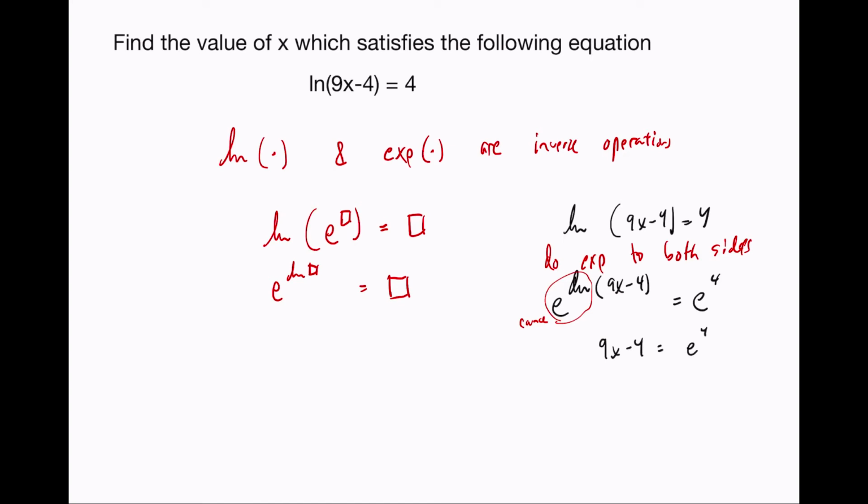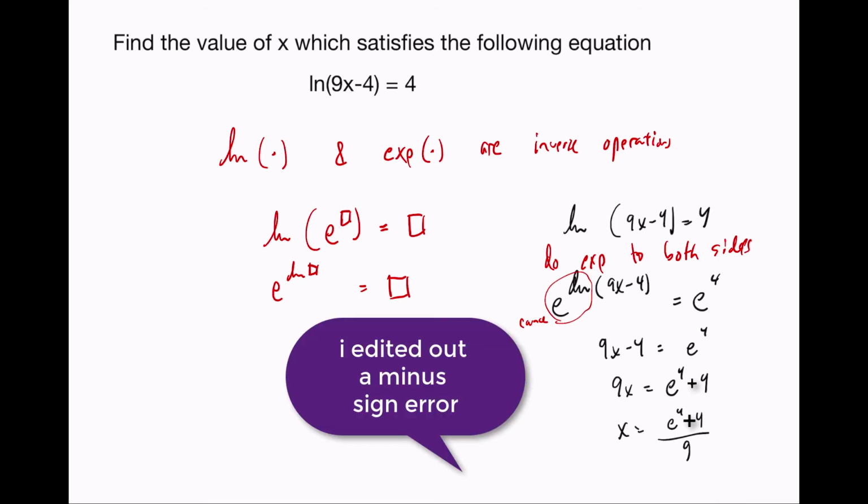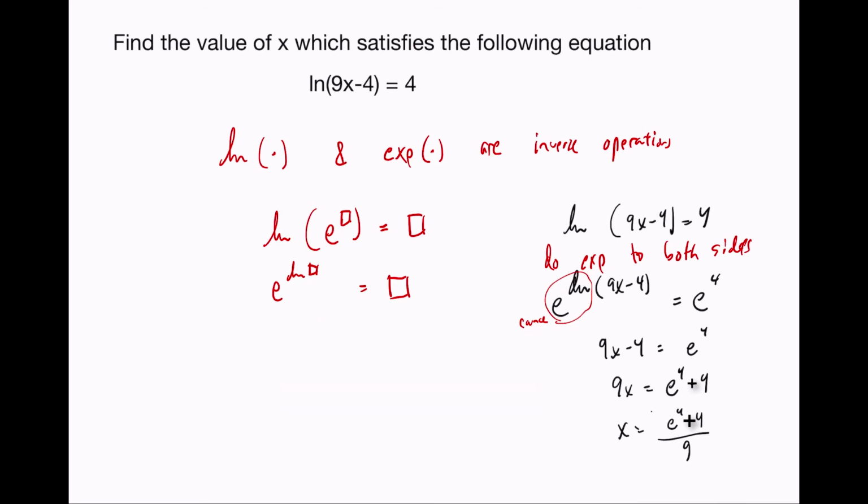Now it's just kind of linear equations at this point. So 9x equals e to the 4 plus 4. And then finally, x equals e to the 4 plus 4, over 9. And at this point, this is my exact answer. Let me put that in red. That's my exact answer.